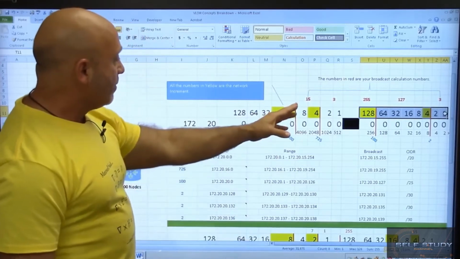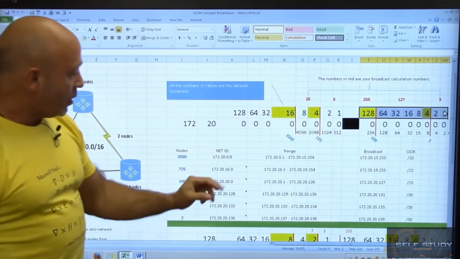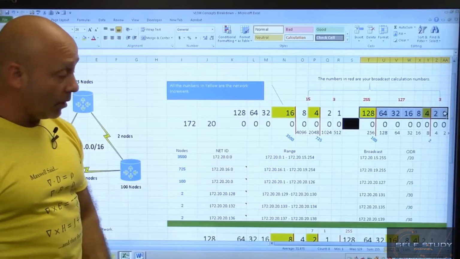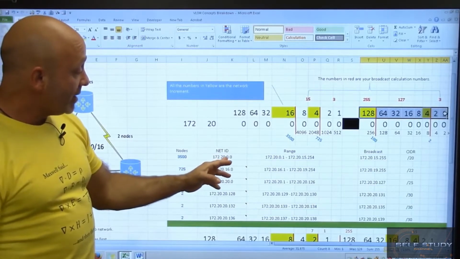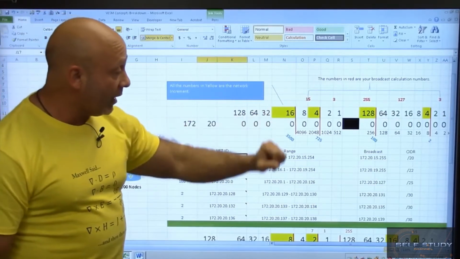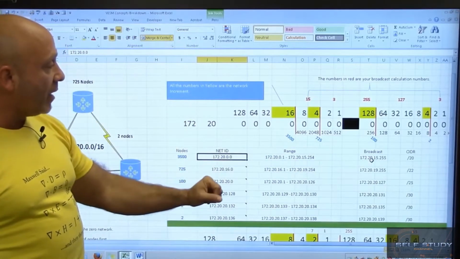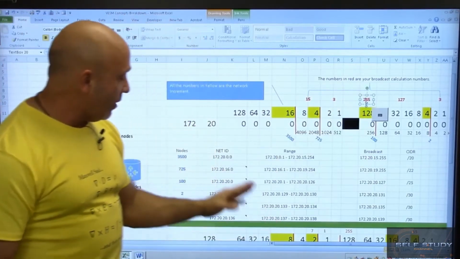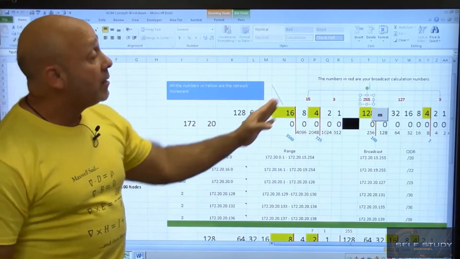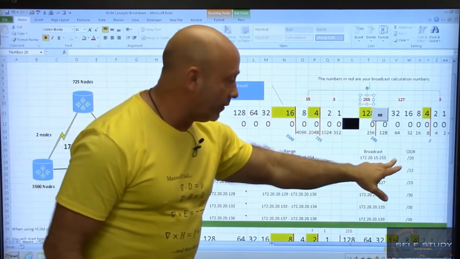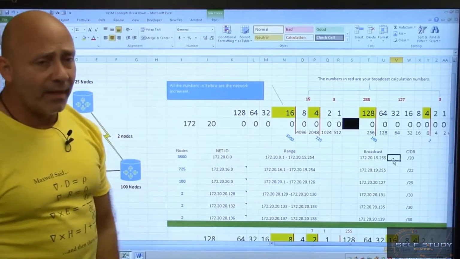So we have 15 in the third octet. So we have 0 here in the third octet. So 172.20.0 plus 15, we have 172.20.15. Now the fourth octet is 255. So we have 172.20.15.255. So that's how we get that.